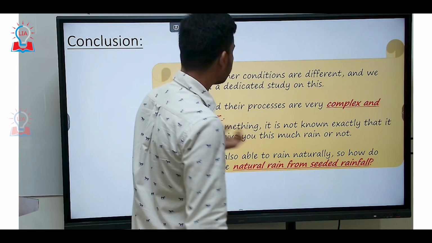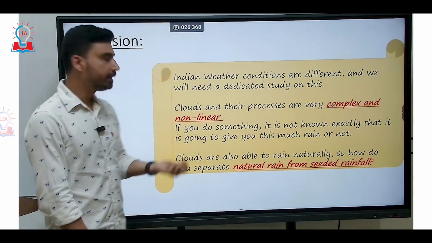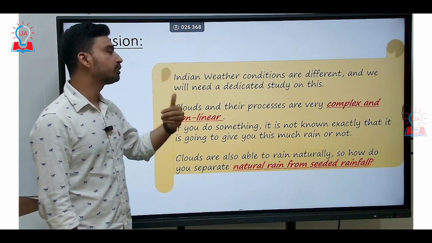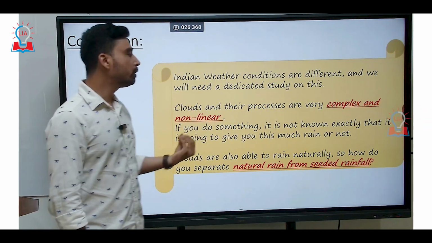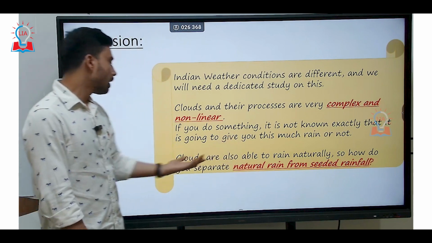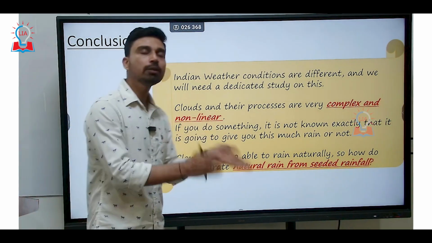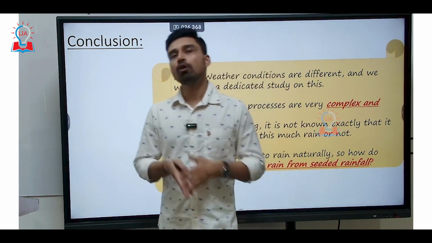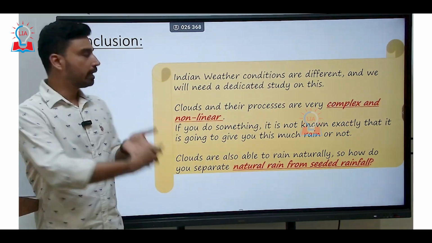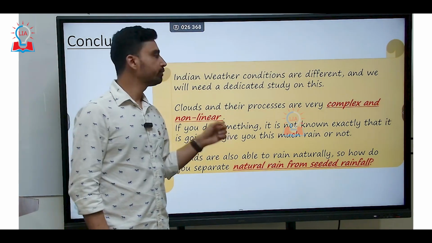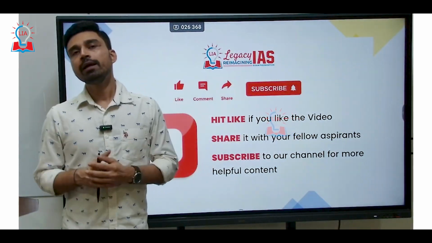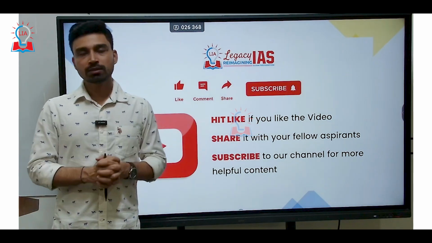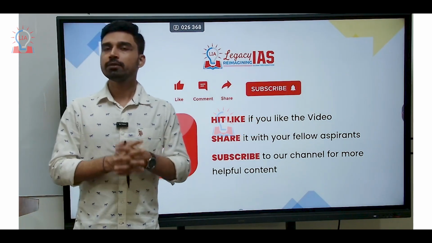Clouds and their processes, as we have discussed, are very complex and non-linear in nature. If you do something, it is not known exactly that it is going to give you this much rain or not, and clouds are also able to rain naturally. So first of all, how do you separate whether the rainfall that has happened in that region is natural rain or the result of the seeding, what we can call seeded rain? So these are some points which we have to keep in mind while we try to use methods such as cloud seeding to cause rainfall or to bring the pollution level down in certain parts of India.